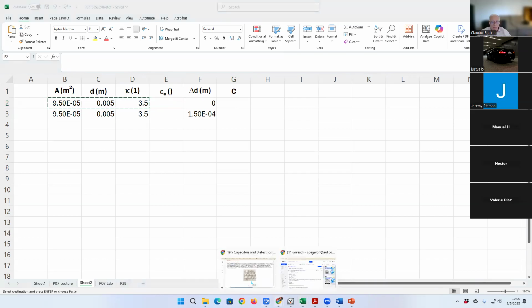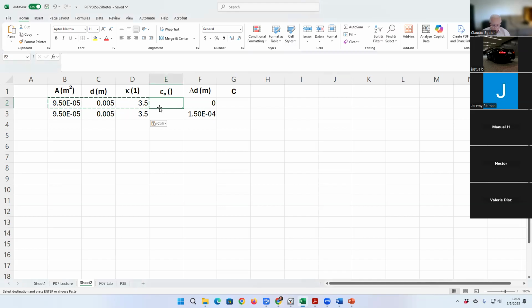So epsilon naught, what's the value of epsilon naught? Let's take a look. 8.85 times 10 to minus 12. And the unit is a complicated unit that's given by C squared over Newton square meter square.